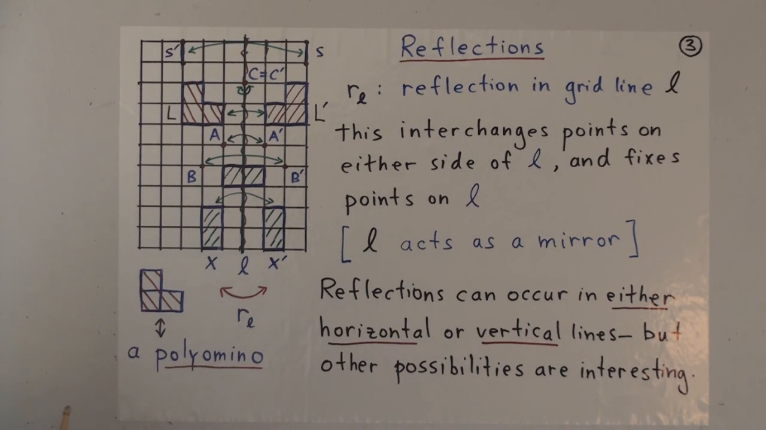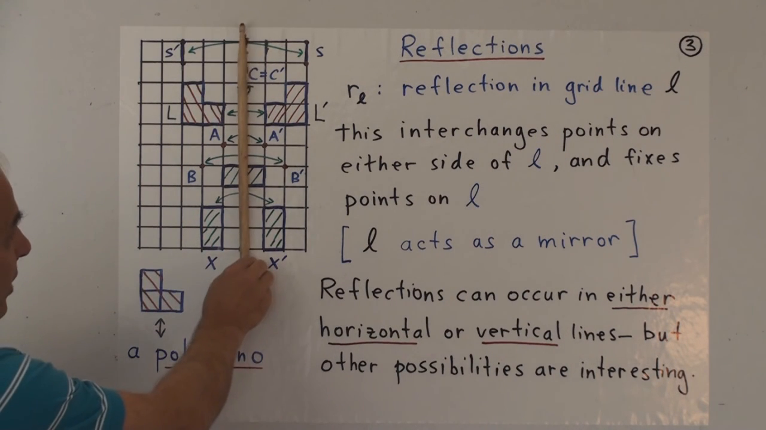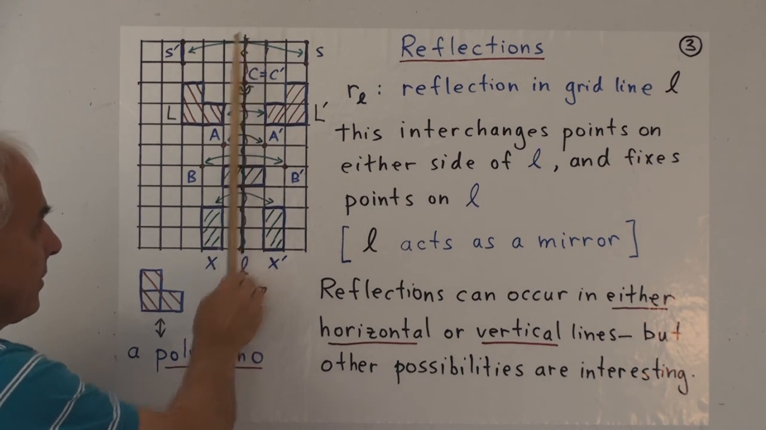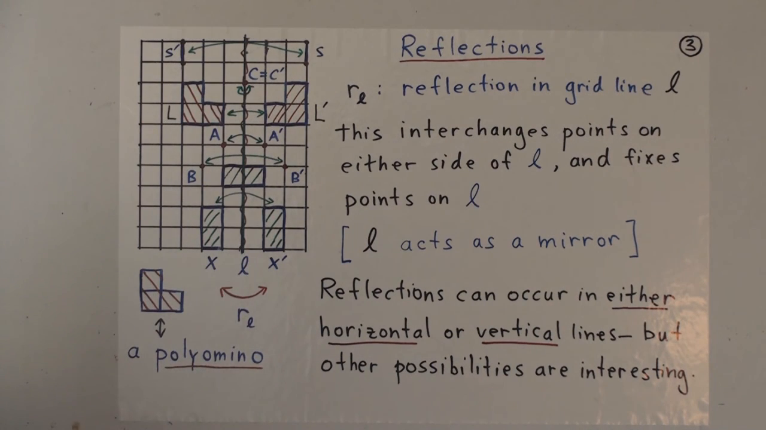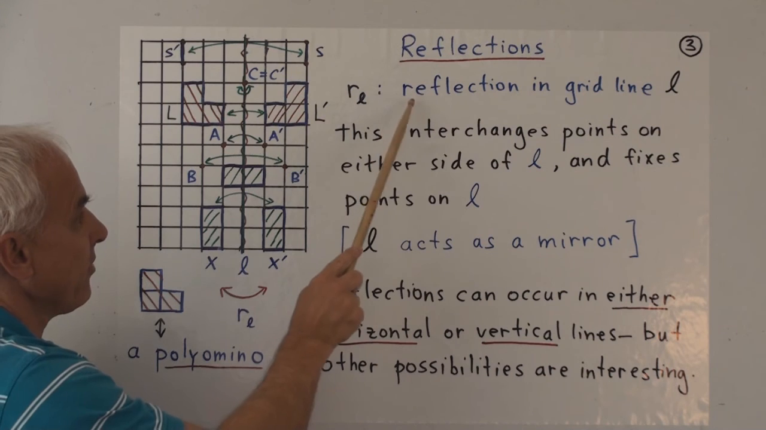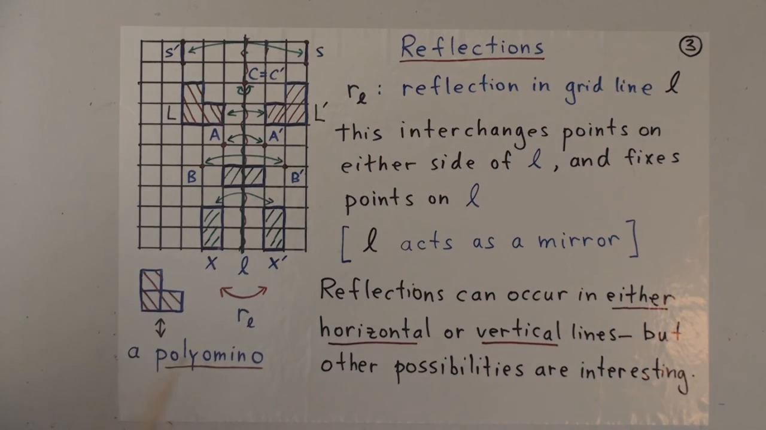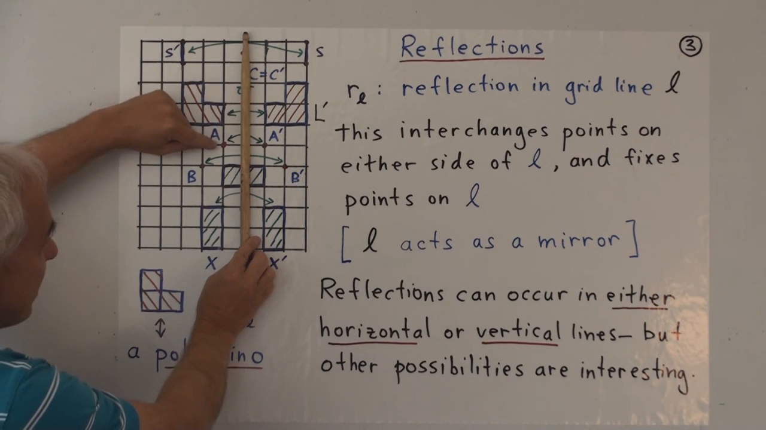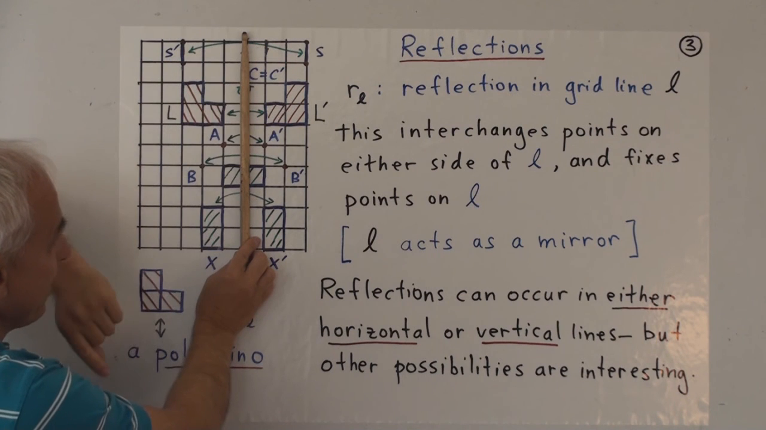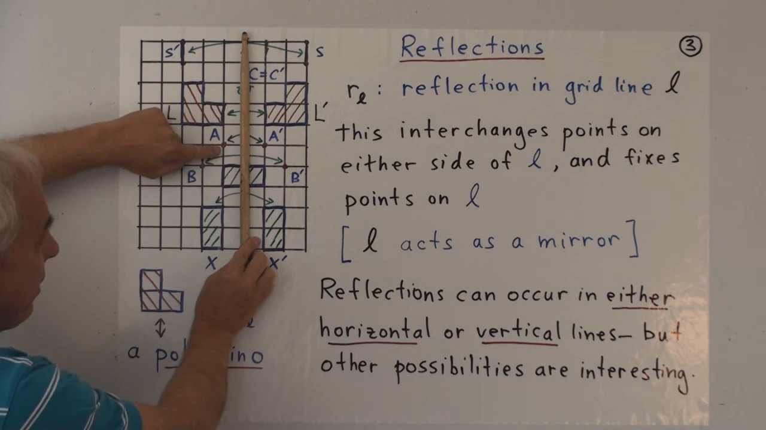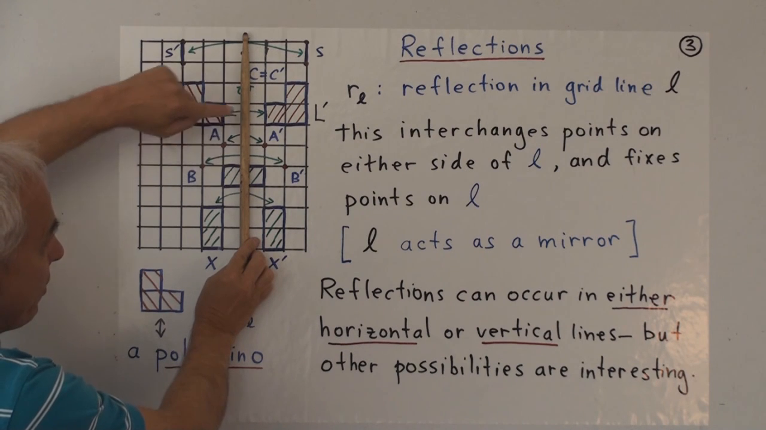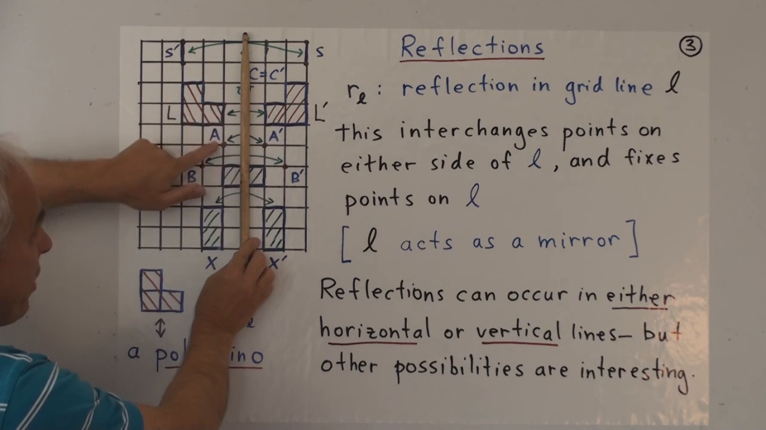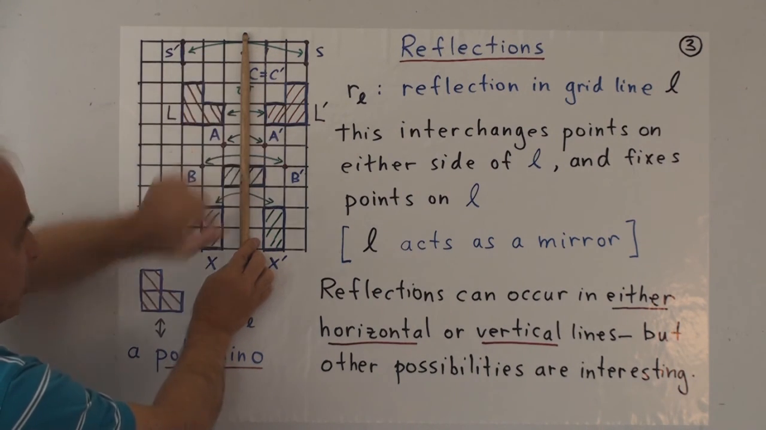And we're going to talk first about grid lines. There, for example, is a grid line. It's one of the lines in our grid. Let's call it L. And associated to that, we're going to define the reflection R sub L, the reflection in that line L. So what does that do? Well, just like a mirror, it takes points on one side of the line to points on the other side. So that point A there, when we reflect it in this line L, we would get this point A prime. And conversely, if we reflect A prime, we get this point A. So these 2 points are interchanged.